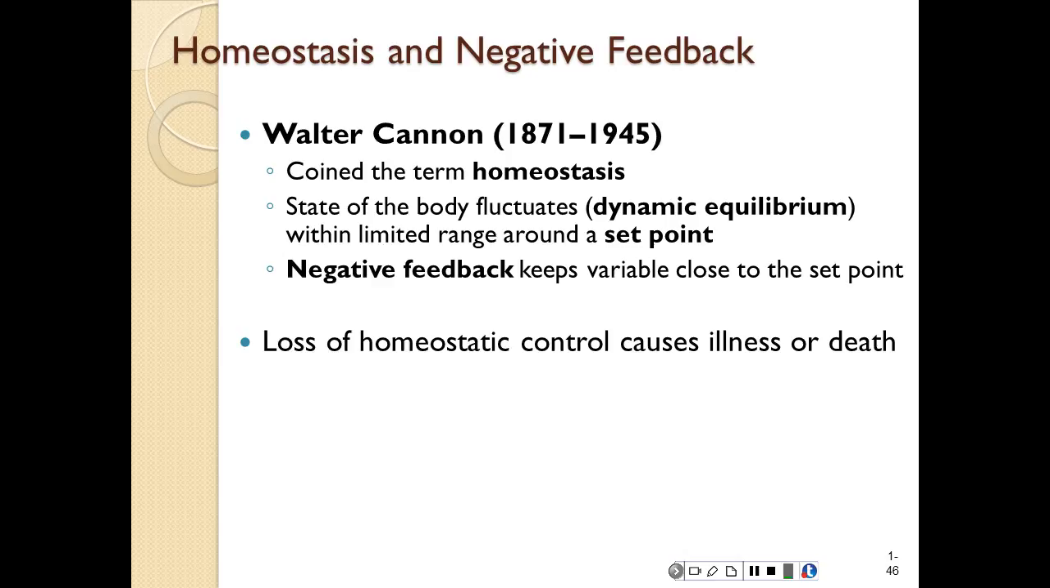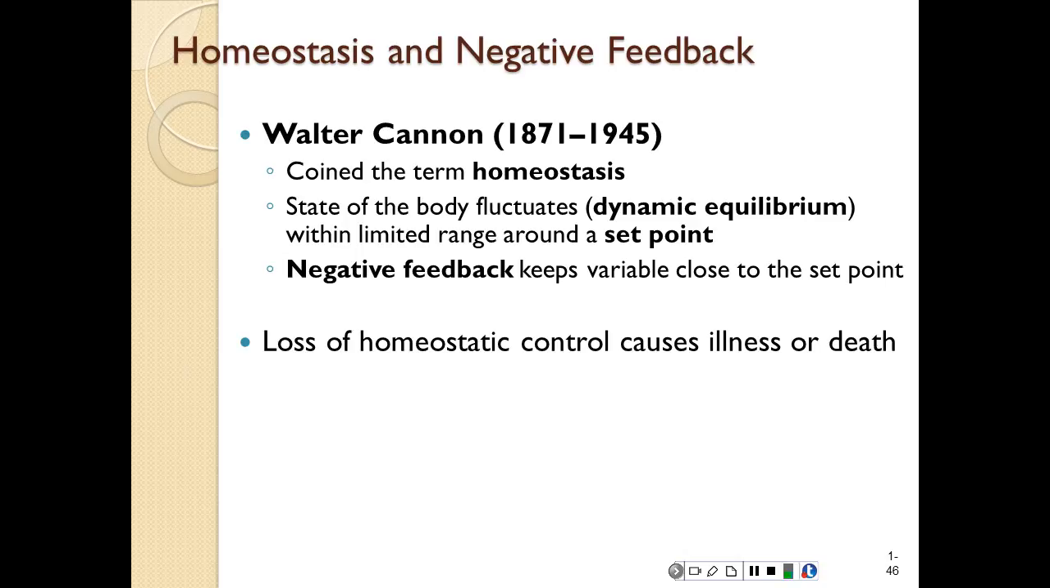The state of the body starts to fluctuate, which is called dynamic equilibrium, and it's within a limited range around a set point. And that's why I was telling you that when you look at the term homeostasis, the definition is the ability to maintain stable internal conditions within normal limits, or maybe a set point would be fine, but within normal limits. That's what it's talking about. It has to stay within a certain range, between that 97 to 99. And we have negative feedback that helps with keeping it within that nice range.